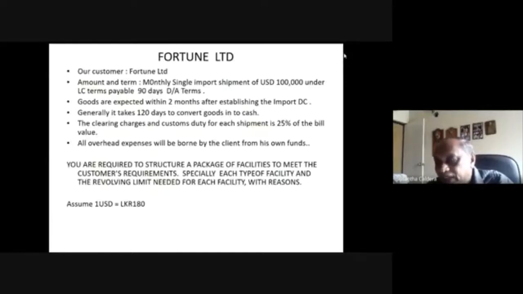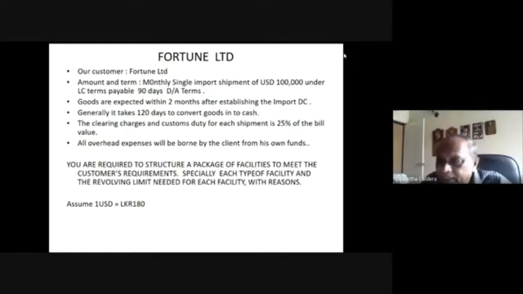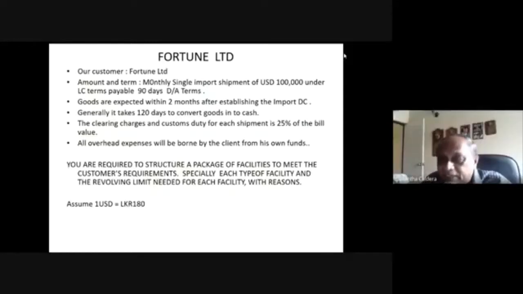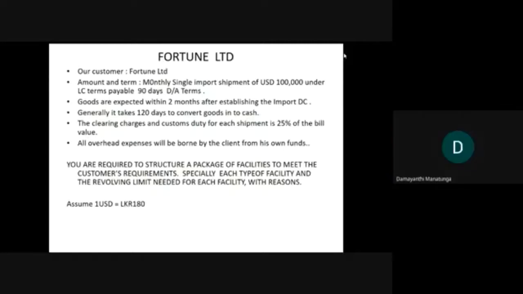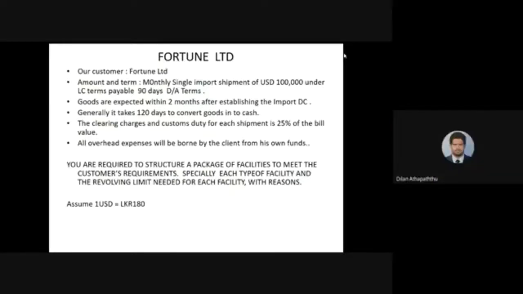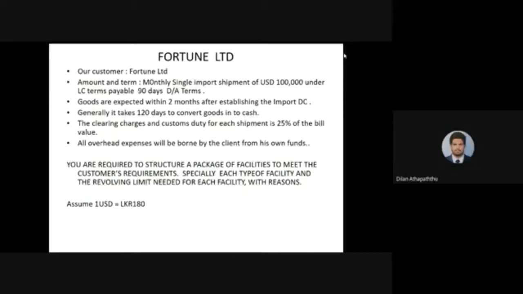after 2 months, what's the balance in dollars? Now, what is the short-term loan balance after 2 months, if it is a site LC? After 1 month, it will be 100,000. After 2 months, what is the balance? 200,000. Because still we have not settled any bills, right? Third month, 300,000.